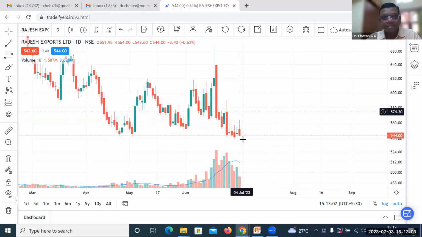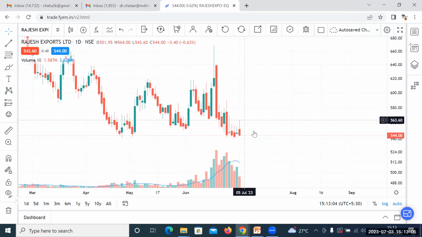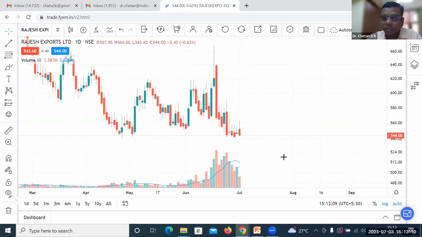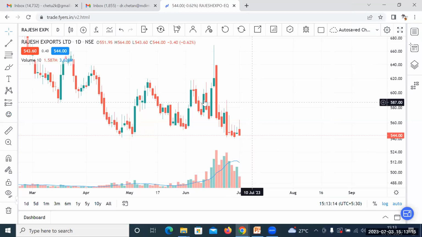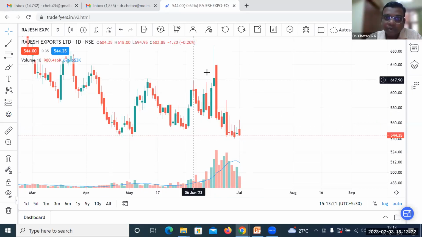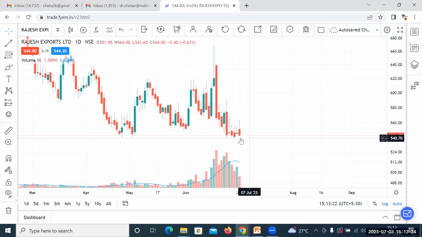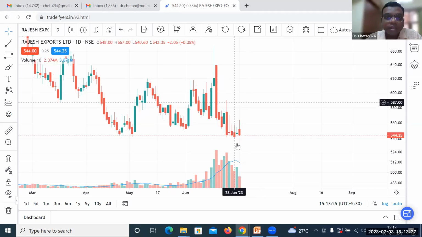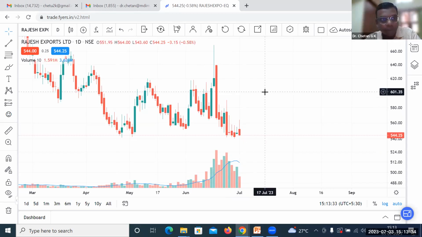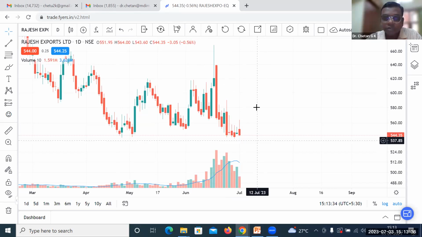Is it a shooting star, class? Yes or no? Sir, it's consolidating for almost 4 or 5 days now. It looks like a shooting star, but there should be an uptrend, and that is missing. It's a downtrend. Yes, sir, it's a downtrend, right? So we should be ignoring it. The moment you see there is no trend as such, no uptrend, no downtrend, whatever it is, we ignore it. Because of which we are ignoring this Rajesh Exports.